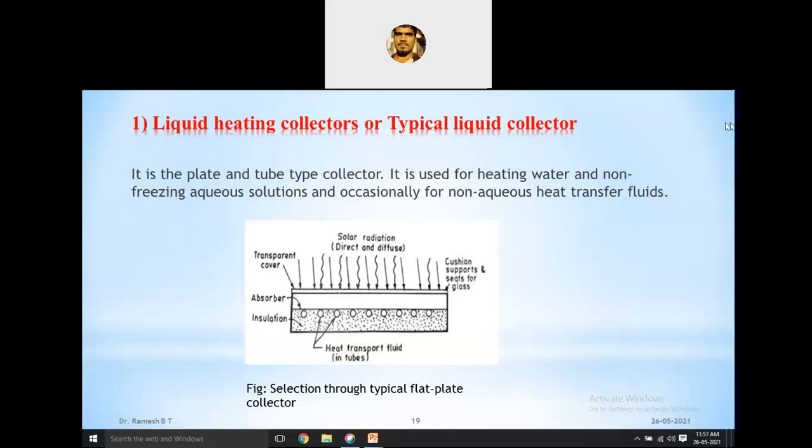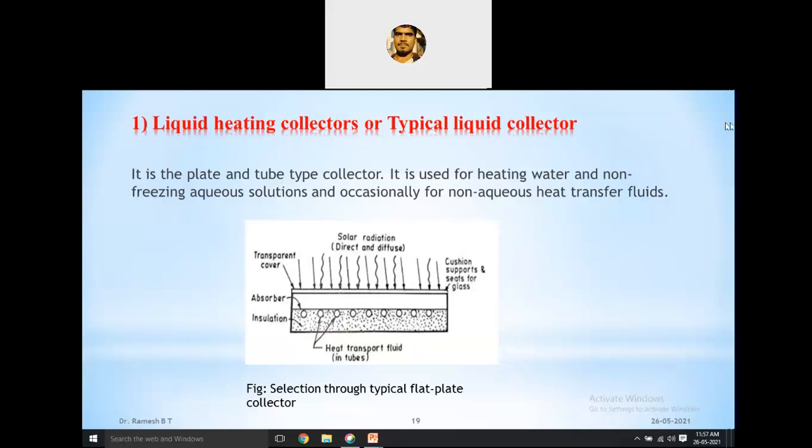It is a plate and tube type of collector, commonly called a plate or tube type collector. In the diagram, you can observe it's a flat plate collector, a liquid type of flat plate collector. It consists of, as we already know, a casing made of either wood or plastic, having an area of about 2 meters by 1 meter and 15 centimeters. It's a typical dimension. You can increase or decrease it.